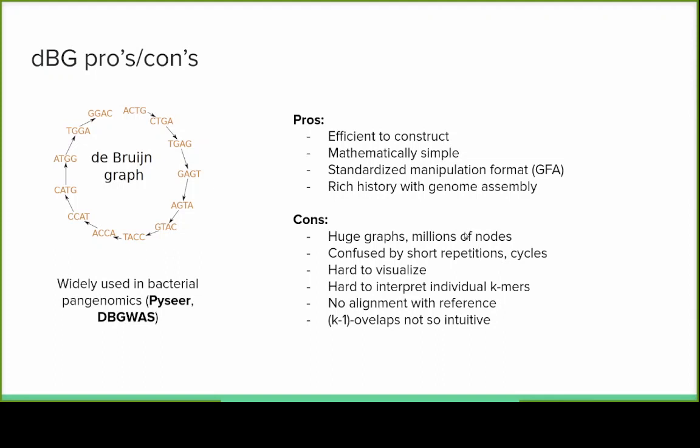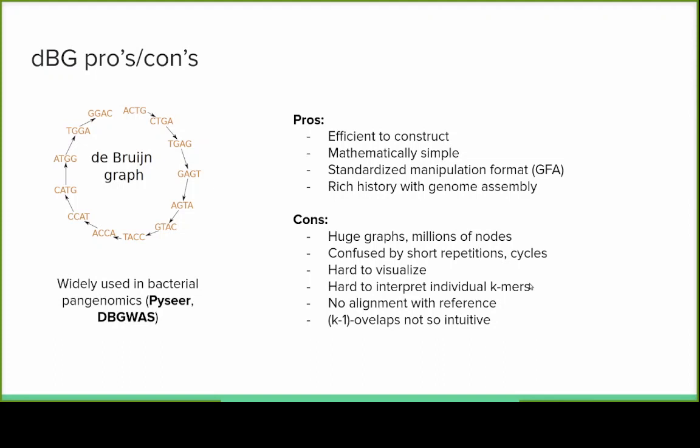So you end up with millions of nodes, which is a difficulty for visualization, of course, and difficulty for anything in implementation. They are confused by repetitions. Every time you have a kernel which is repeated in your genome or pan-genome, then you have a loop in the graph, and that really adds up in making it hard to visualize.